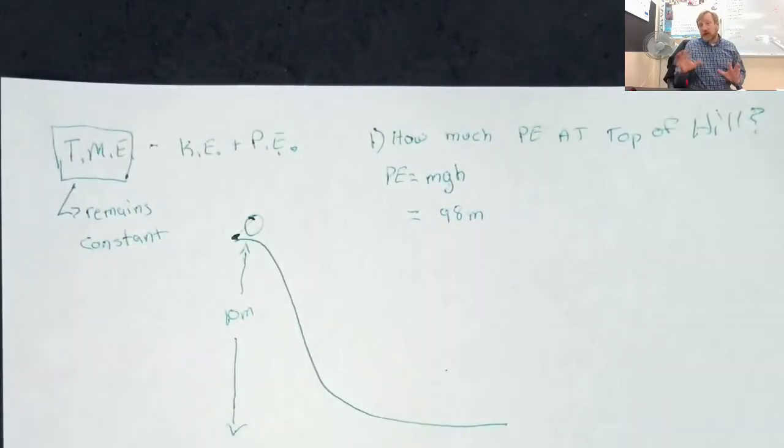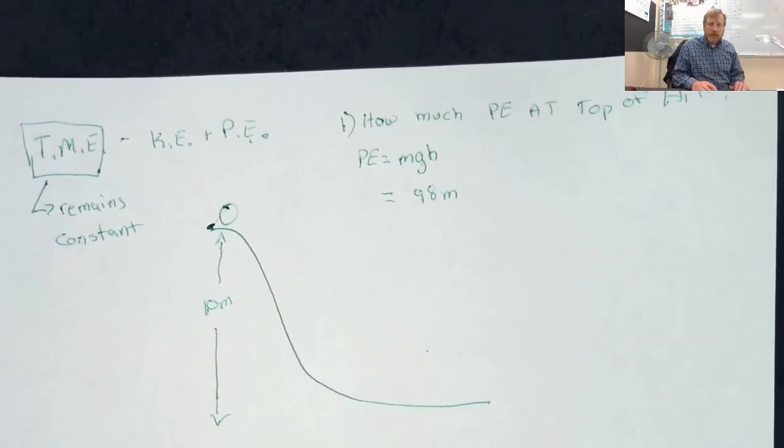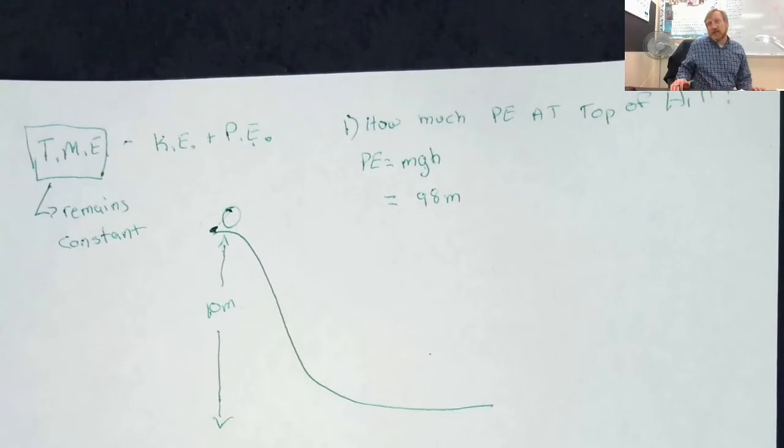And we're going to see in a minute that it doesn't really matter what the mass is; it's going to drop out of the problems. So I'm just going to leave this in terms of 98 times the mass.